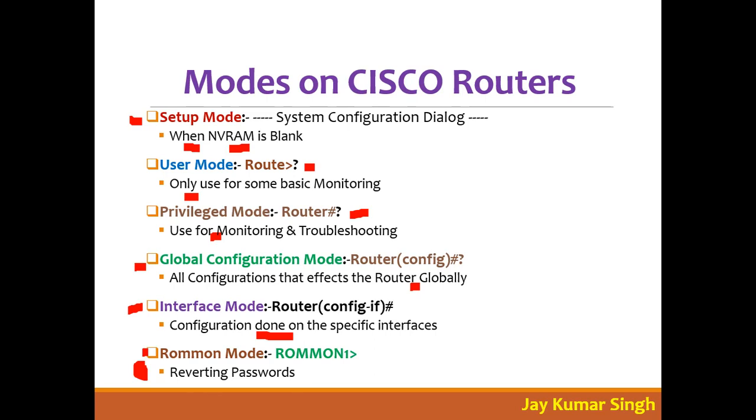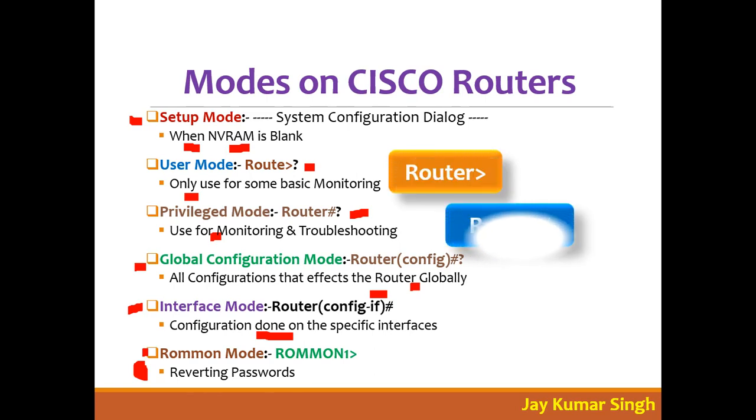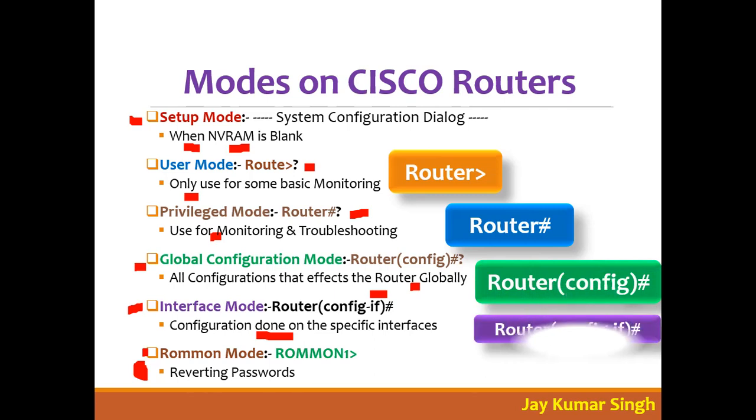Like after entering your house, you have rooms. To go to a room, you have to write the name of the room. Same here: after config, you have to write the name of the room. If I want to configure an interface, I'll write interface and the interface name, then you will enter there. So the modes are router user mode, privilege mode, configuration mode, and some line modes.